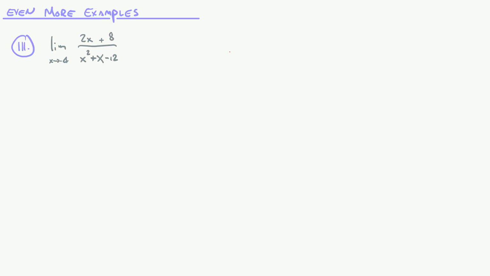All right, example 3. The limit as x approaches -4 of (2x + 8) divided by (x squared + x - 12). First thing I'm going to do is figure out what the domain of this function is, because it's possible that -4 is not in the domain of this rational function. And by factoring the denominator into (x + 4) and (x - 3), we can very clearly see -4 is in fact not in the domain of this function.